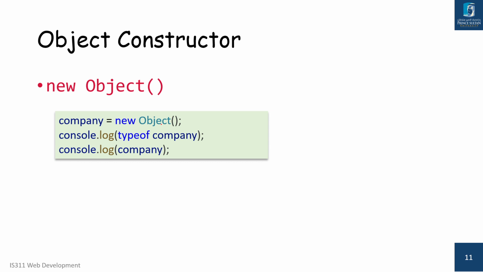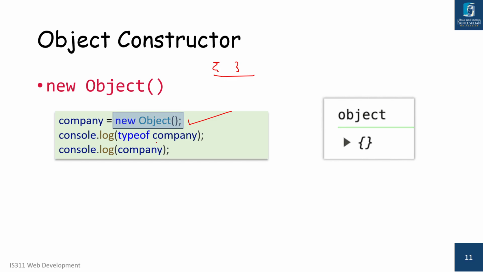We can also create a new object. So we say company is equal to new Object. When I say company is equal to new Object, it will create just an empty object which does not have anything. And then if I try to print the type of that object on the console, it will print object. So we are creating the object, and this object is empty right now, because we have not added any properties inside.